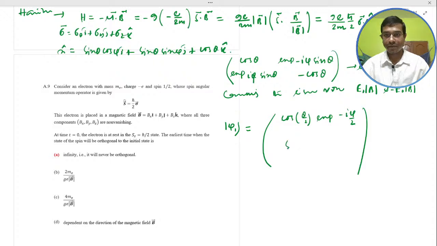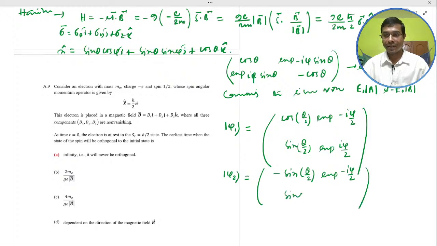And the another one: sin theta by 2 exponential i phi by 2. And the other ket phi 2 is minus sin theta by 2 exponential minus i phi by 2, and cos theta by 2 exponential i phi by 2. These are the two eigenvectors.